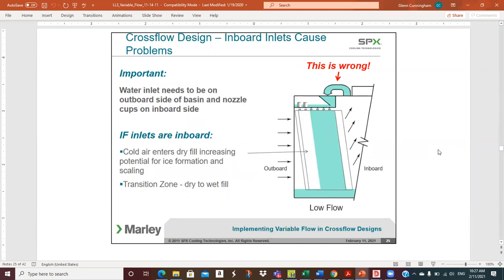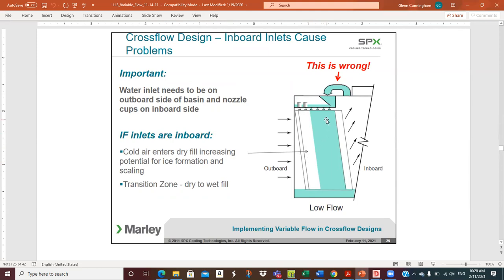Crossflow inboard inlets cause problems. Oh, this is if you put them on the other side. No, this is wrong. Do not do this. Important: water inlet needs to be on the outboard side of the basin and nozzle cups on the inboard side. If inlets are inboard, cold air enters the dry fill, increasing potential for ice formation. Okay, because there are going to be droplets. I mean, this stuff is probably not going to be completely dry.